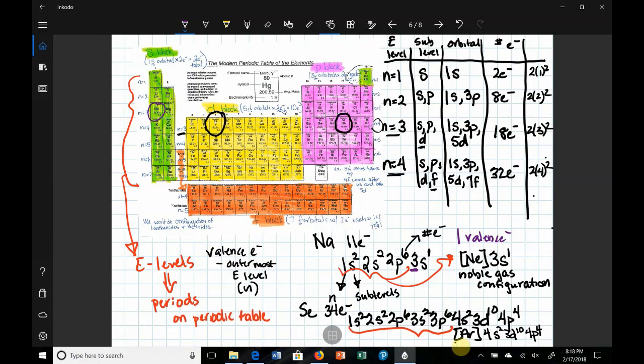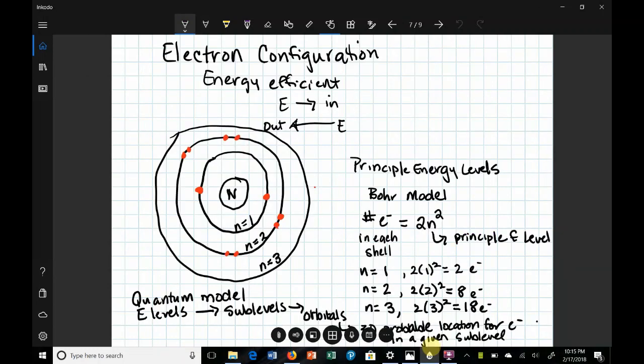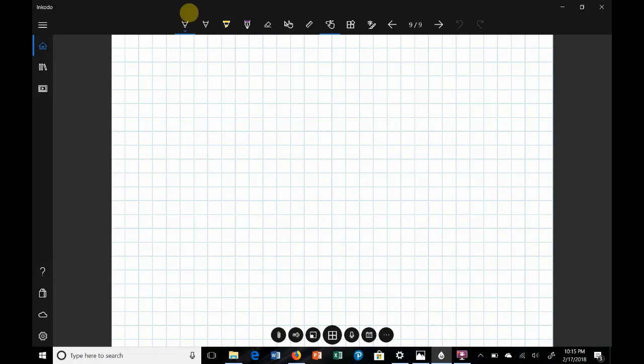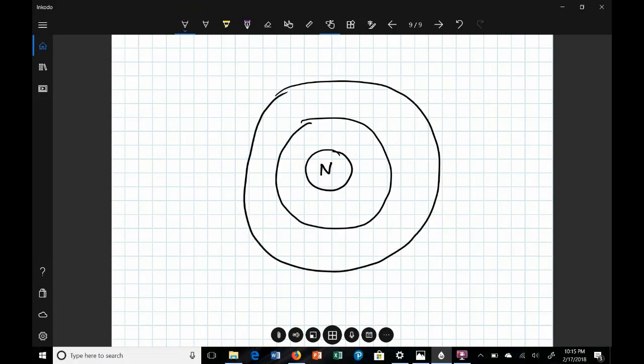Let's take a look at selenium. Well, if we find the highest energy level, we notice that that is 4, and if we count the total number that we have, 6 valence electrons in selenium. If we go back to our Bohr model, we started off where we said our nucleus was in the center and we had our principal energy levels surrounding the nucleus. For ease of the drawing, I'm just going to do 2 energy levels.